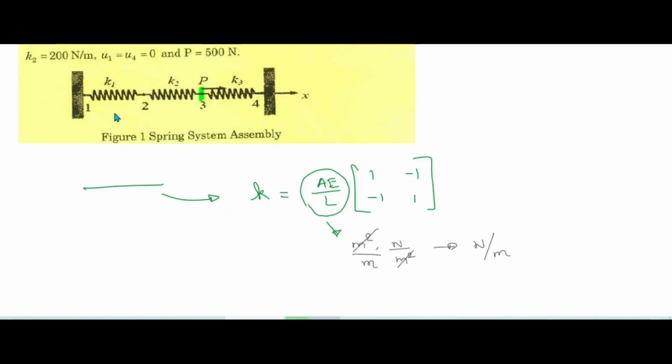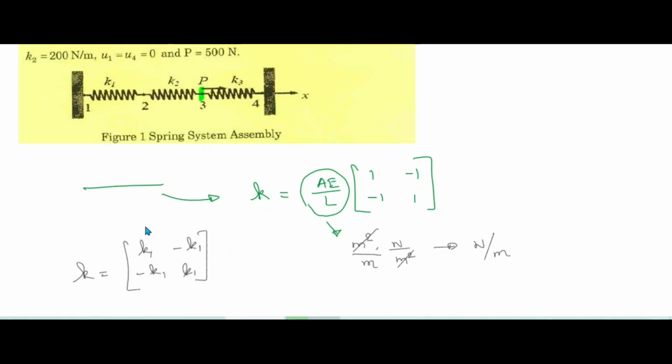But here they have given directly what the spring stiffness is. In that case, our matrix K will be equal to K, minus K, minus K, K. Where K is the stiffness of a particular spring. So if it is spring 1, it will be K1, minus K1, minus K1, K1. This is the formula we are going to use for this entire set.